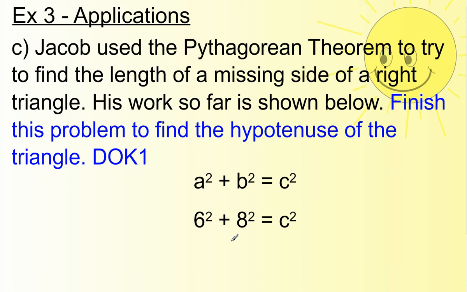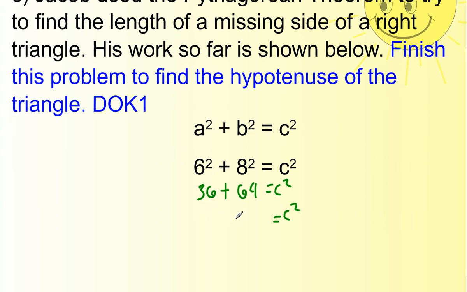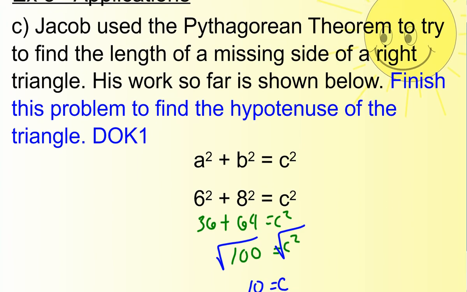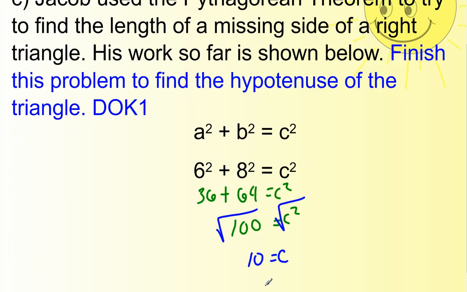Let's see. Personally, I would do 6 squared is 36. 8 squared is 64 equals c squared. I'd add them up. 64 plus 36 gives me 100. And then I would square root each side, and I'd get c equals 10. So the hypotenuse would be 10 units long.